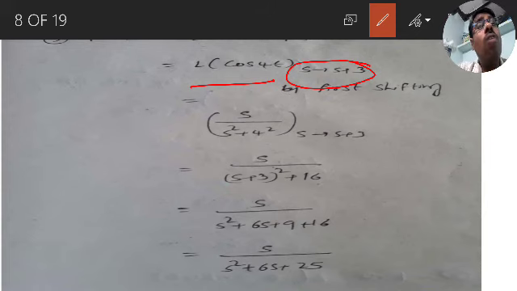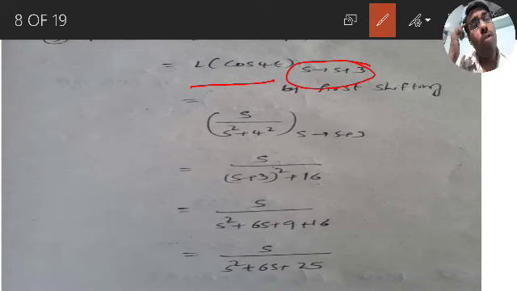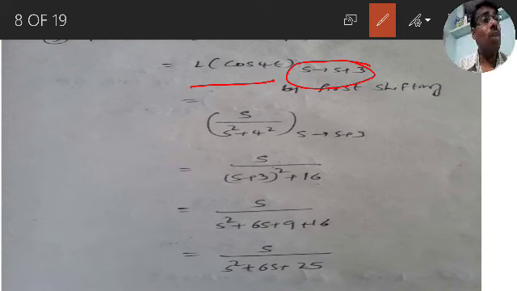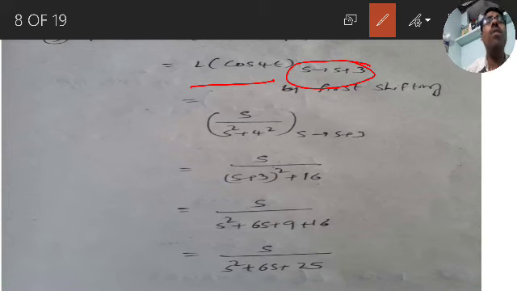So now L of cos 4t. What formula should you recollect in your mind? The formula is L of cos at. What is L of cos at? L of cos at, cos means it is s: s by s square plus a square. If it is cosh at, then s by s square minus a square. Yes, that's good, right? Now L of cos at means s by s square plus a square, so cos 4t means s by s square plus 4 square.